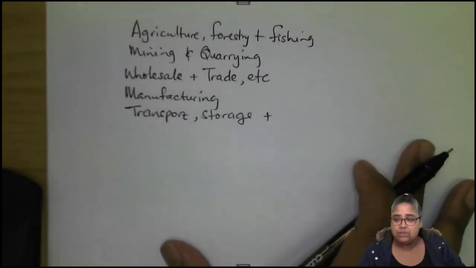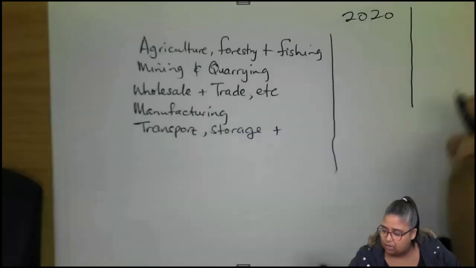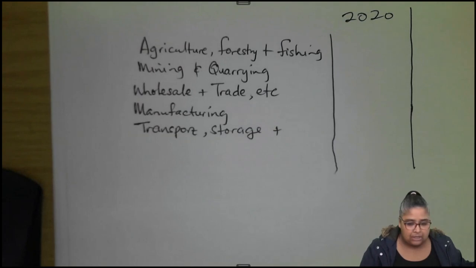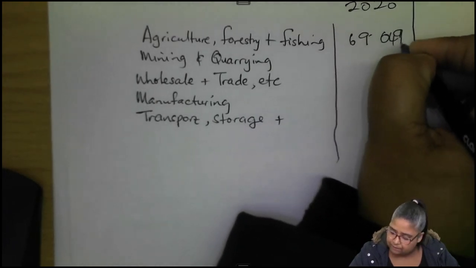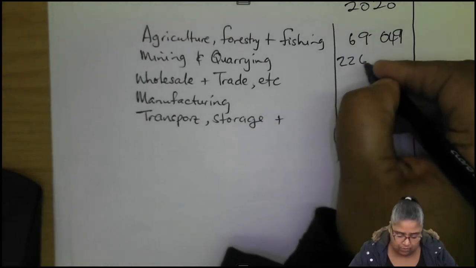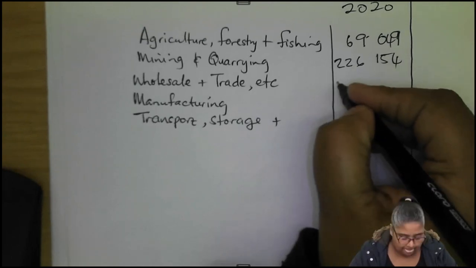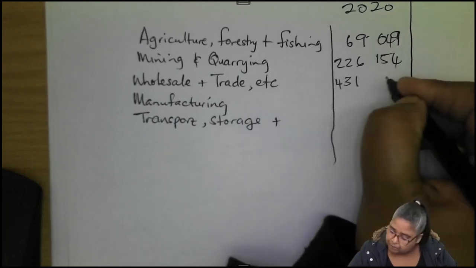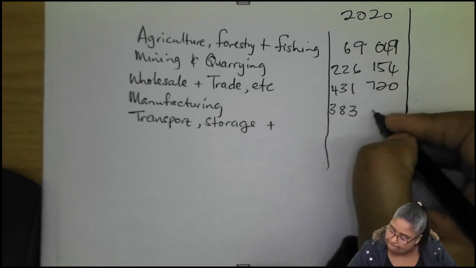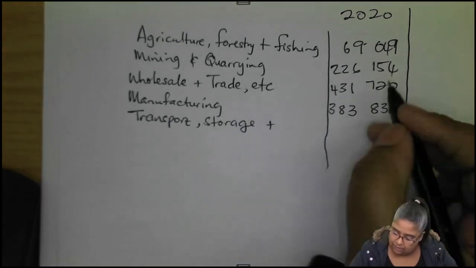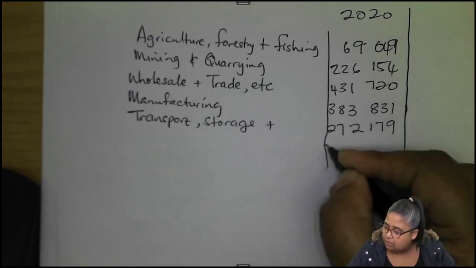Okay, so what I did here was I listed the economic activities for 2020, that's the year that we are supposed to take into account. So for 2020, agriculture, forestry and fishing, 69,049. Mining and quarrying, 226,154. Excuse my handwriting. Wholesale and retail trade, etc., was 431,720. Manufacturing, 383,831. And then the last item was transport, storage, and communication, which was 272,179. So you add all of these up.